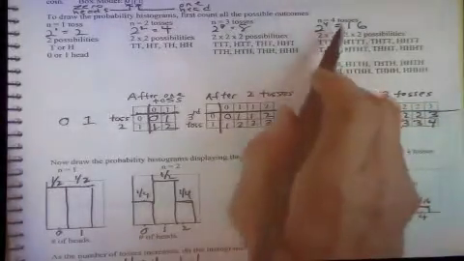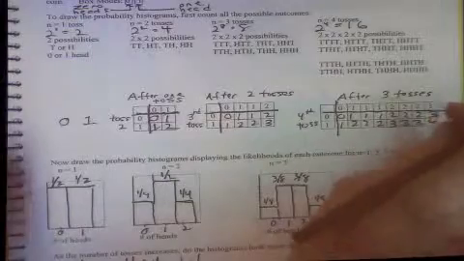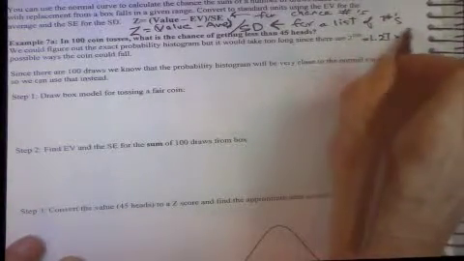So, guess how many possibilities there'd be for 100 tosses? It would be 2 to the 100th, which is an extraordinarily large number. We looked at that last time. Remember, I told you if we tried to write down all the possibilities, 2 to the 100th, that's equal to 1.27 times 10 to the 30th. Didn't we talk about this last time?